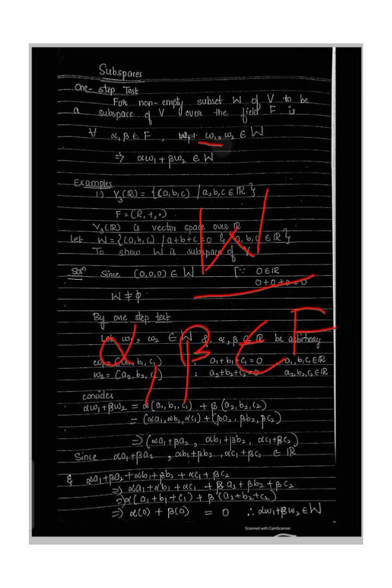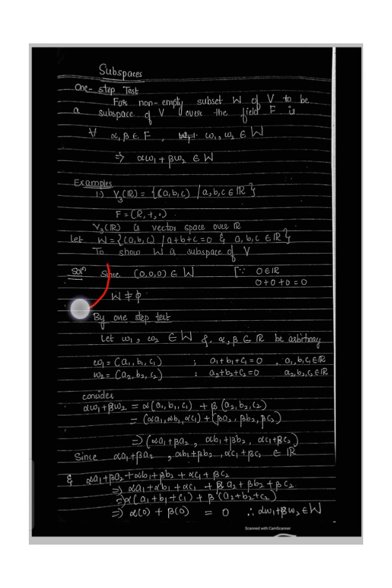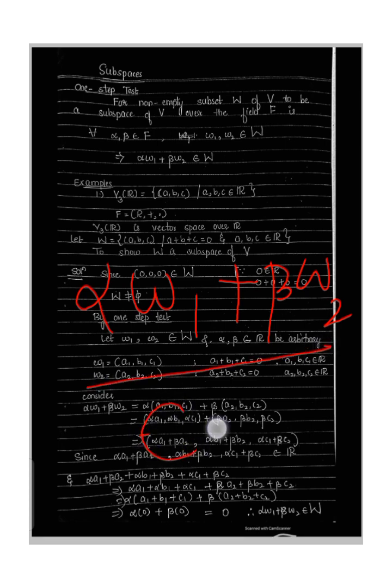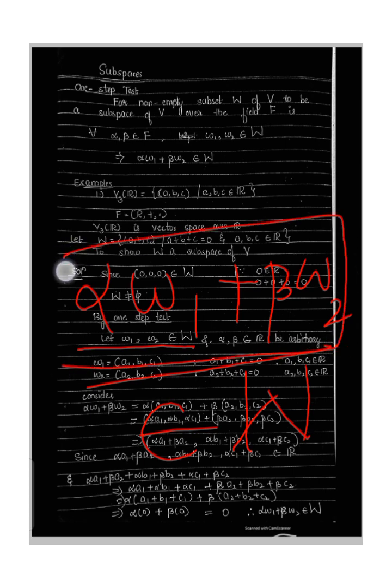We take two elements W1 and W2 of the set W, and two scalar quantities from your field. Then we have to check whether alpha into W1 plus beta into W2, that is, scalar quantity into vector quantity W1 plus beta into W2, is also an element of W or not.